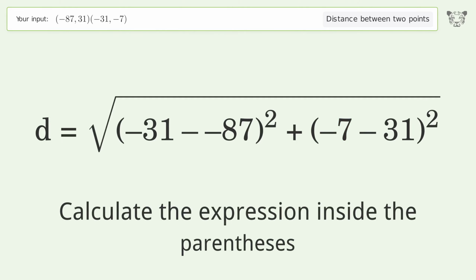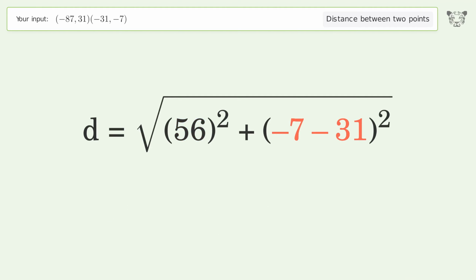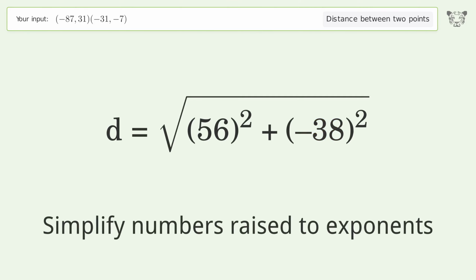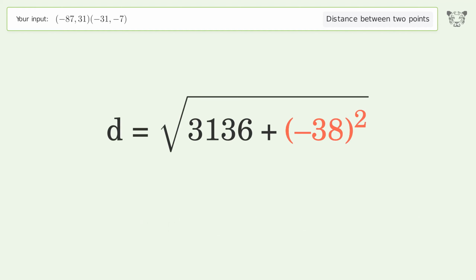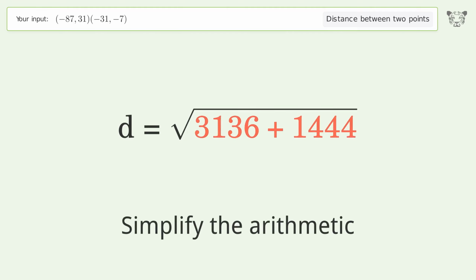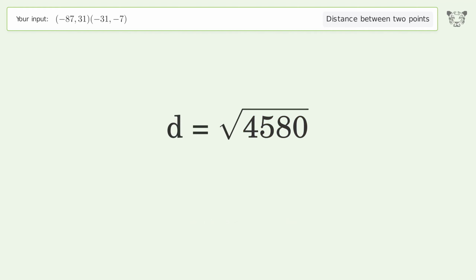Calculate the expression inside the parentheses. Simplify numbers raised to exponents. Simplify the arithmetic. And so the distance between the 2 points is the square root of 4,580, or 67.676.